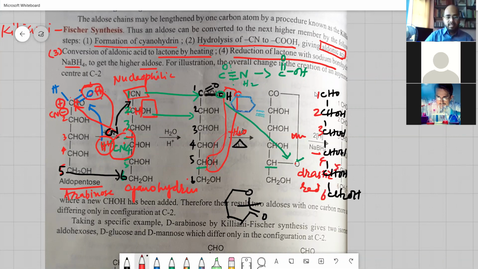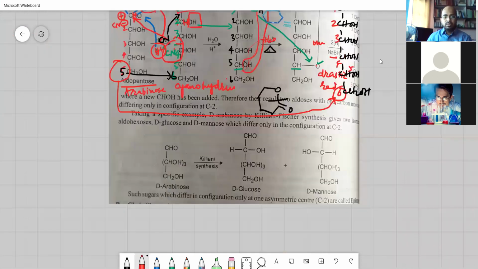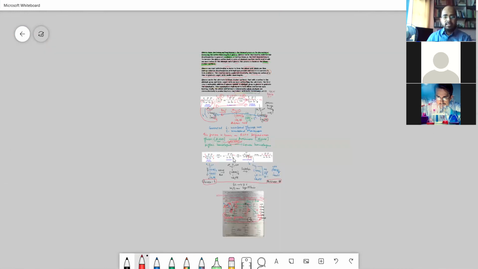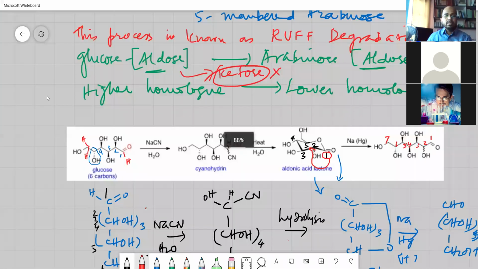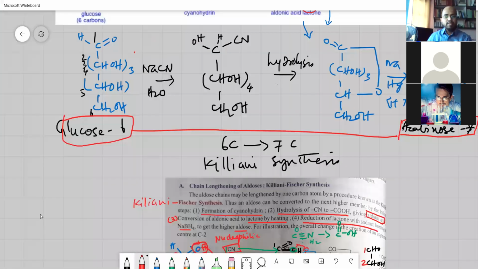சரியா? 5ல இருந்து ஆரம்பிச்சோம், 6ல முடிச்சோம். That is Killiani synthesis. Okay, so in this simple explanation, I am able to explain how you can convert a simple form to the higher homolog. So the Killiani synthesis is also summarized in the below form like this.